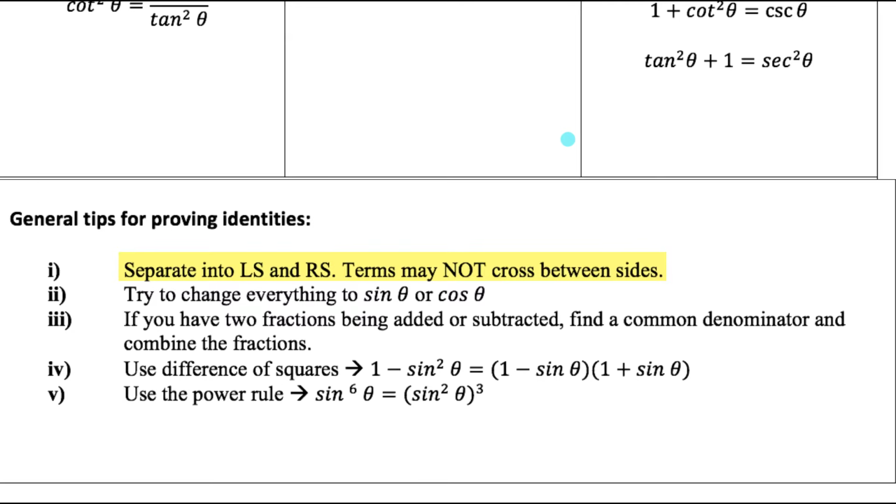So we always start by separating into left side, right side, and you cannot cross between sides. So we're not going to be adding or subtracting things from both sides or dividing both sides by something. We're not going to be moving terms between sides. We're working with the sides completely separately.